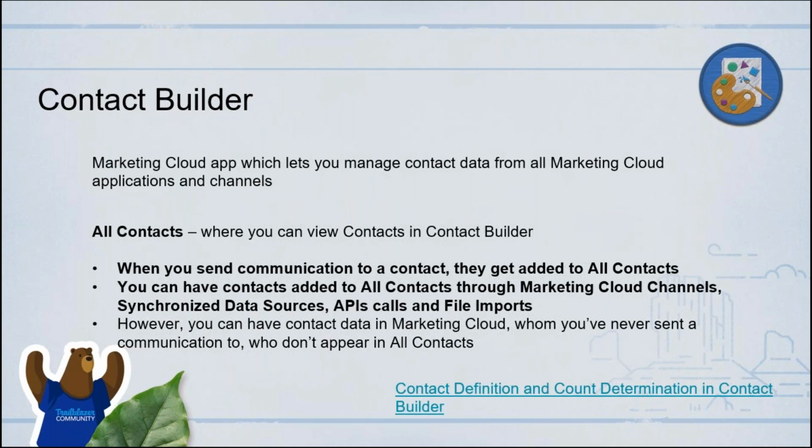And finally, this is where you actually get to see this. It's actually an app in Marketing Cloud, which I'll show you shortly. Contact Builder is the app in SFMC where you get to see and manage contacts. You'll see a section called All Contacts where you can see all the contacts and their related channel. But do note that not all contacts stored in SFMC may be visible in All Contacts. You can add contacts to each of the respective channels like email, Mobile Connect, or Mobile Push, and then they get added to the All Contacts list.